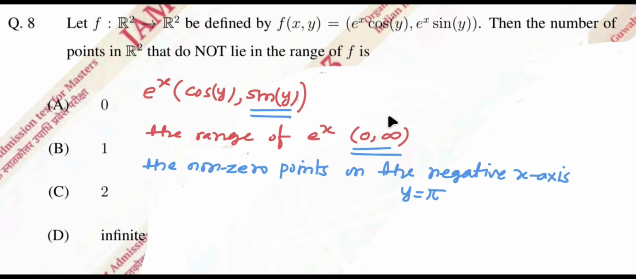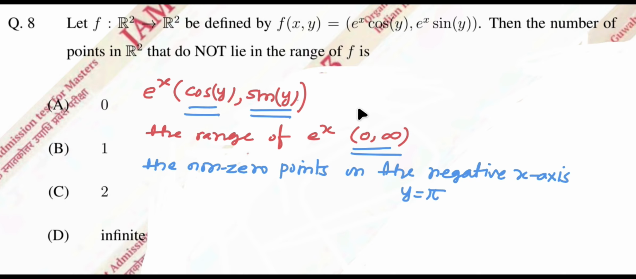To be on the negative x-axis, the y coordinate should be 0 and the x coordinate should be negative, and cos pi is minus 1. If you multiply minus 1 with e to the power x, any finite positive number, then you get a negative number. So you are getting the entire negative x-axis. I am not discussing the origin, I will discuss this later. So you are getting all the non-zero points, except the origin, on the negative x-axis.